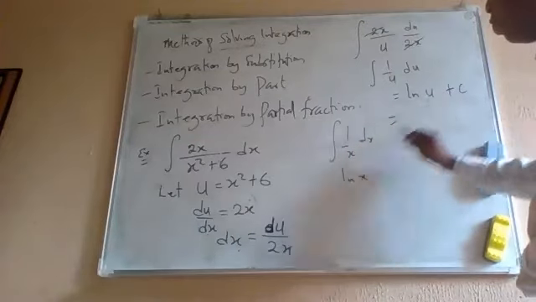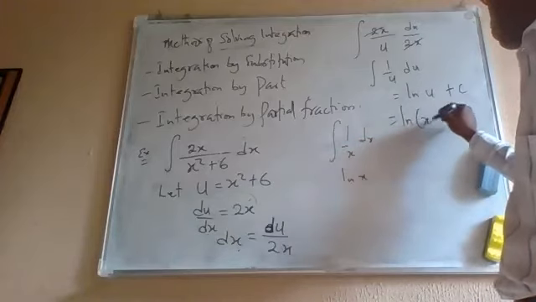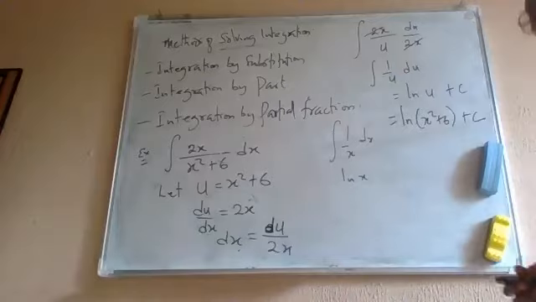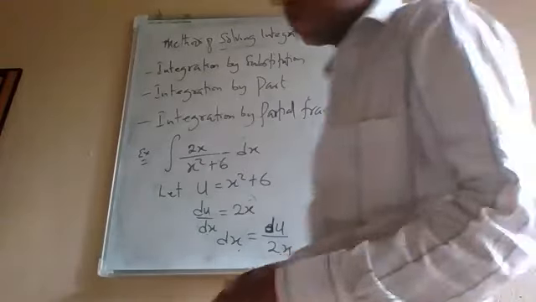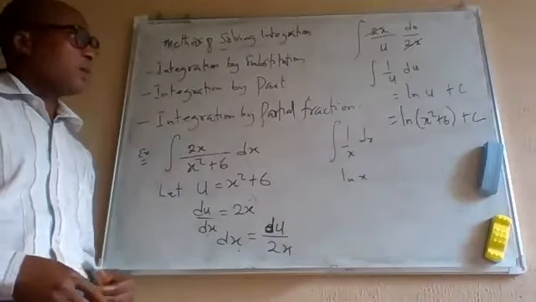Now, what is our u? u is s squared plus 6. I will now return it. This will be ln of s squared plus 6, then plus c. And that will give you the solution to that problem. And that is how to deal with this integration.